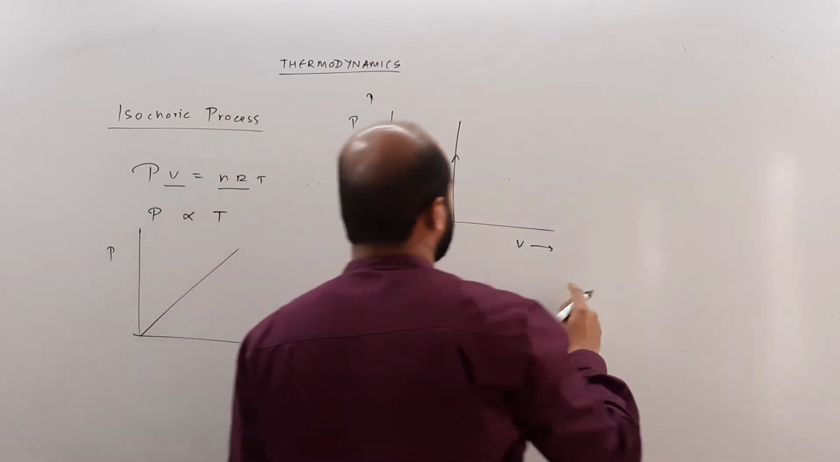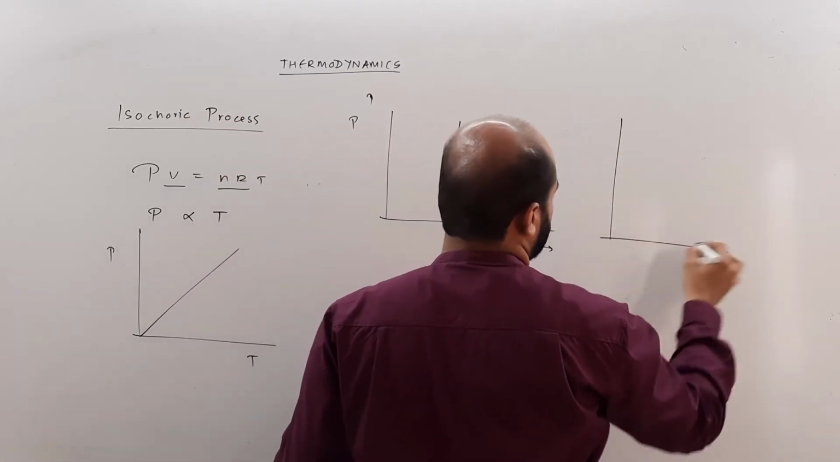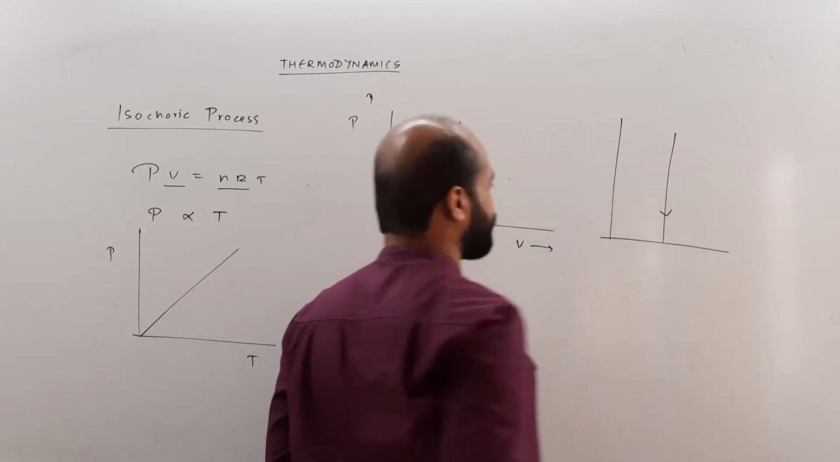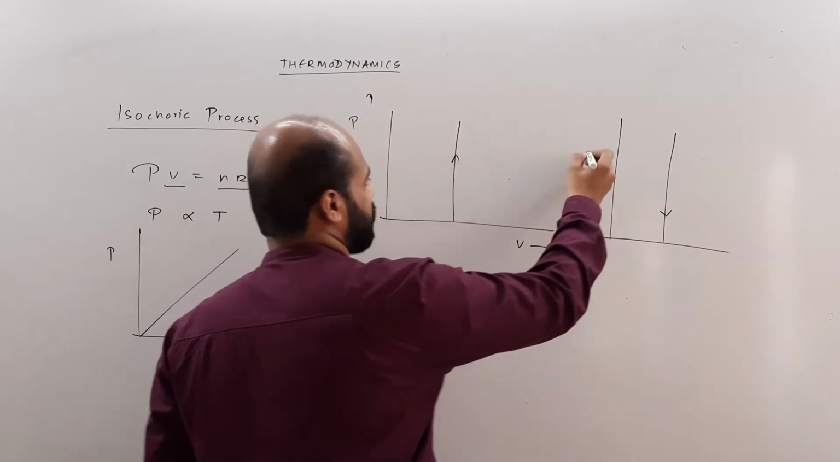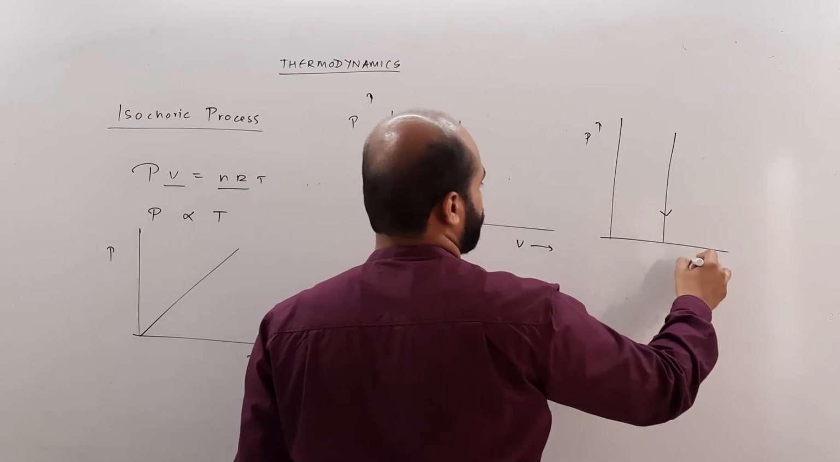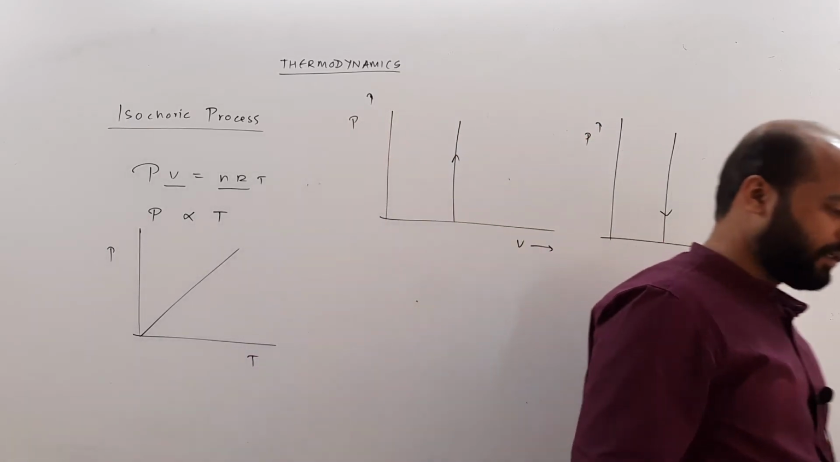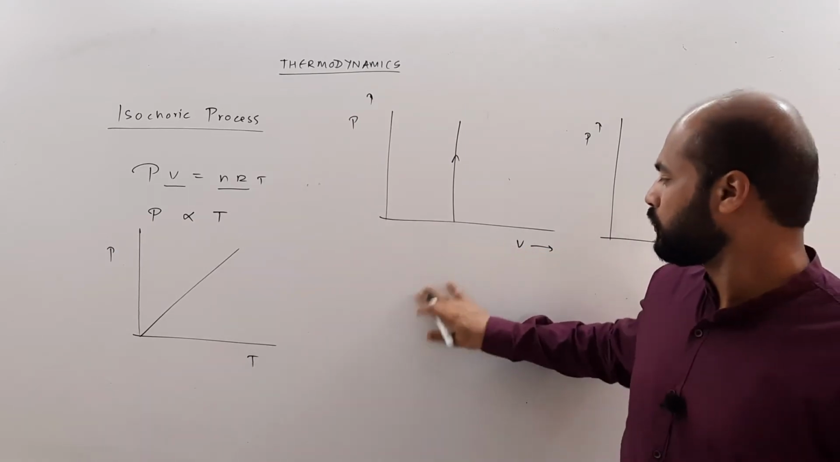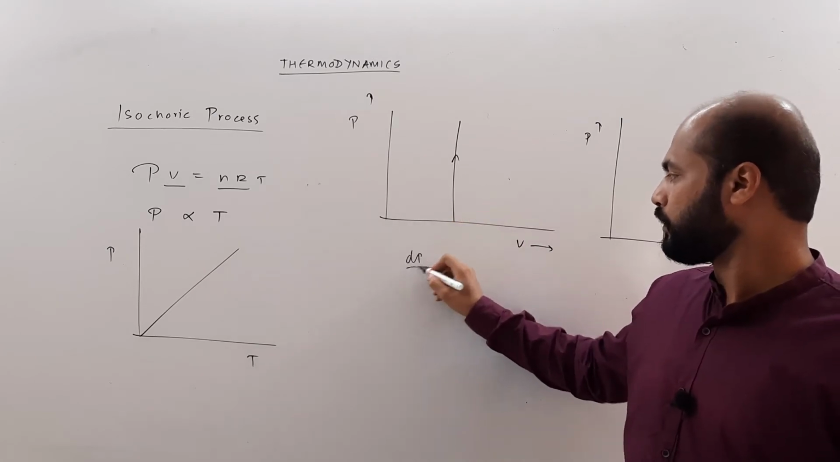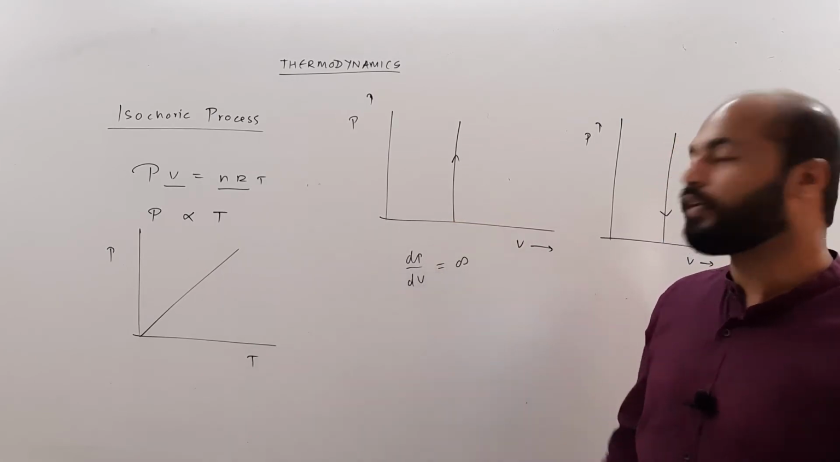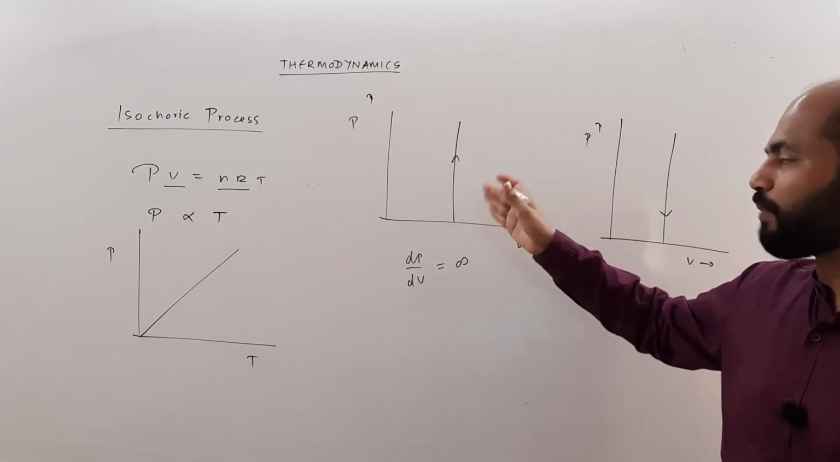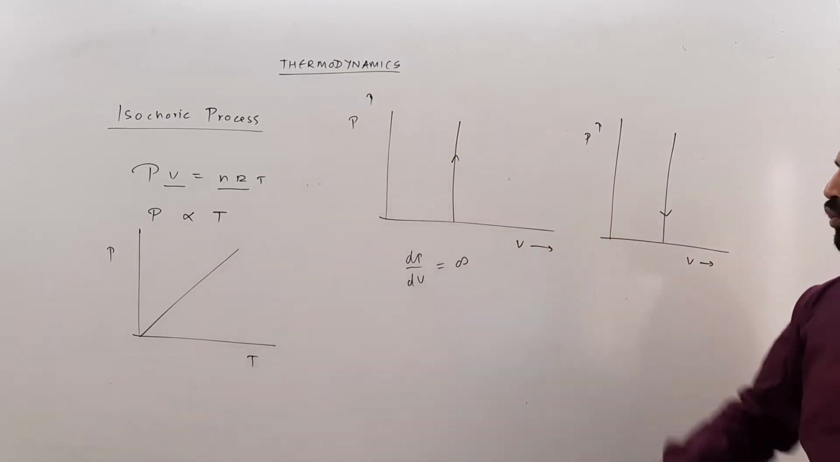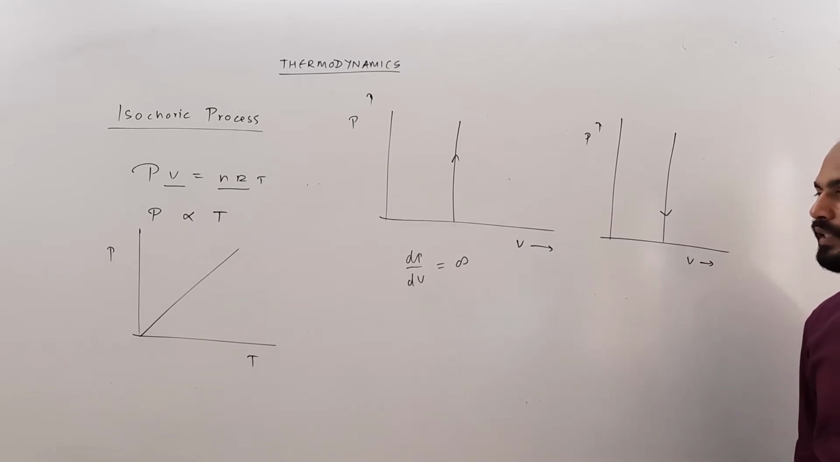So either this can happen or this can also happen. So here the pressure is increasing, and the other way around, pressure is decreasing. In either of the cases, the slope is going to be dP by dV, which is infinity. As you can see, this line is parallel to the y-axis, that is why the slope is going to be infinity.